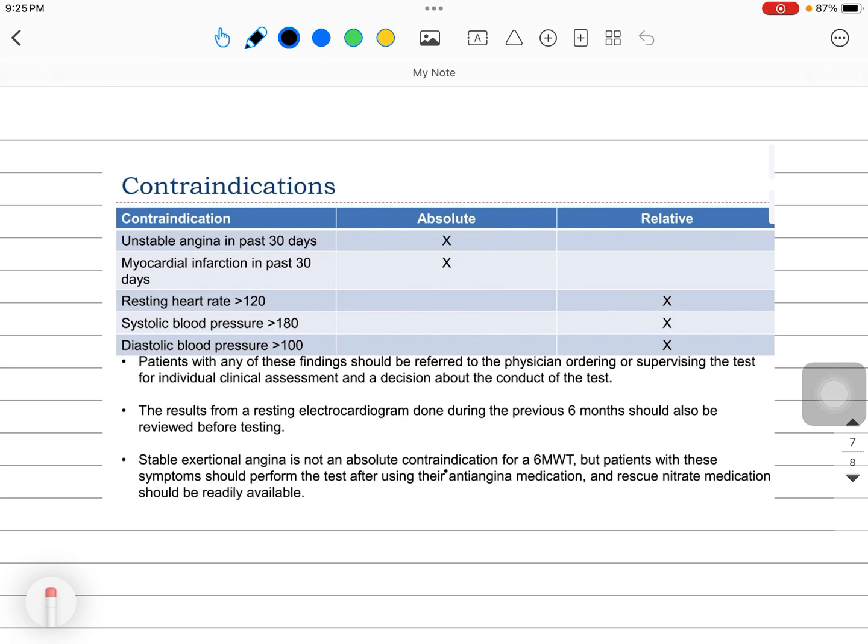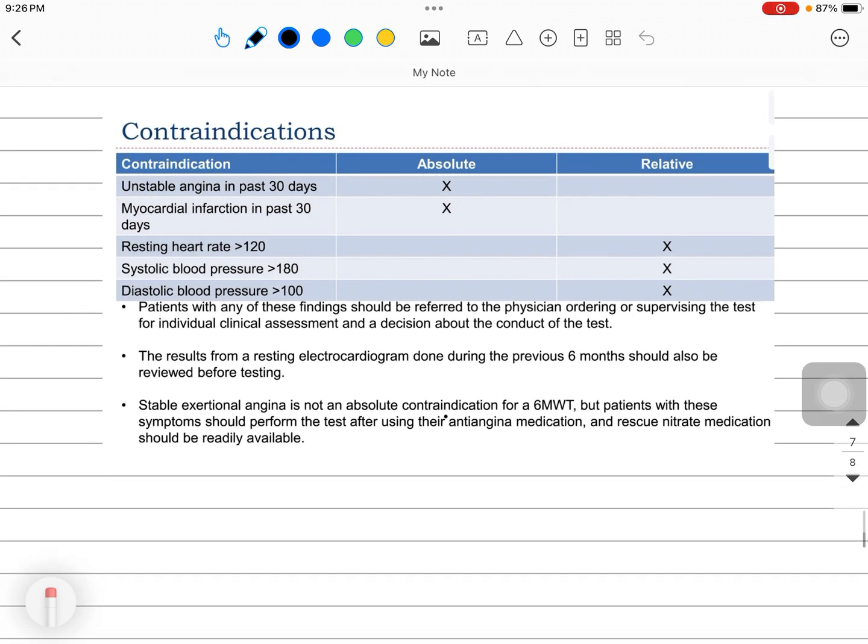And then there could be some relative contraindications, like resting heart rate. Before you ask your patient to sit for 10 minutes and you check the heart rate or pulse, if it is more than 120, relative contraindication. Systolic BP more than 180, maybe they have missed their hypertensive medications, that could be the cause. Systolic BP more than 180, again a relative contraindication. Diastolic BP more than 100, again a relative contraindication, because walking can further increase the BP.